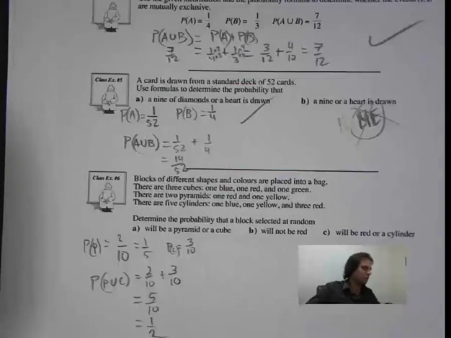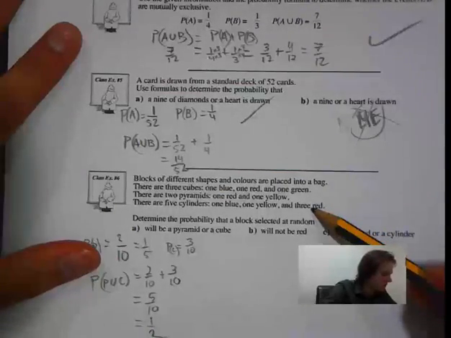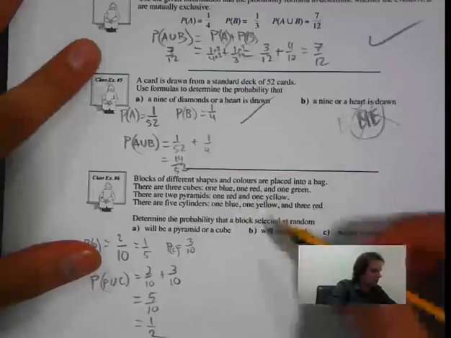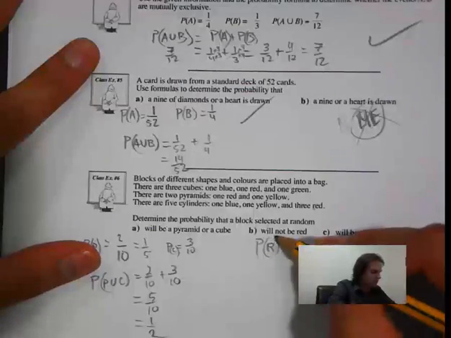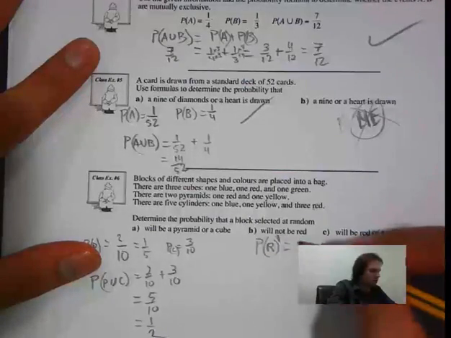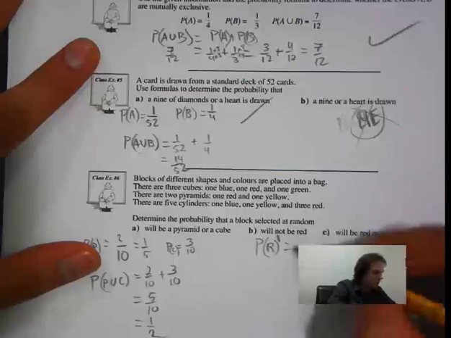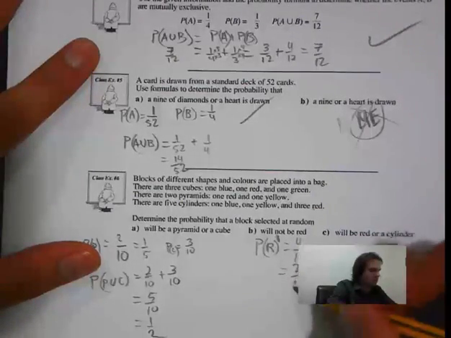Okay, so how many red ones do we have? We have 3 red, 4 red. So P, not red. P not red is equal to, how many was there? 4. 4 out of 10, which is equal to 2 out of 5.